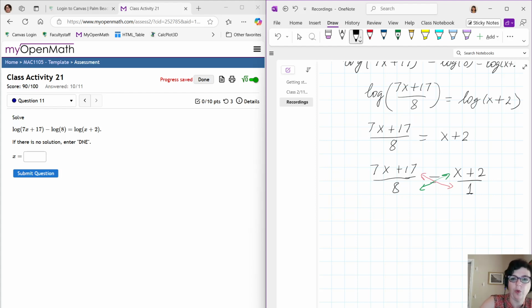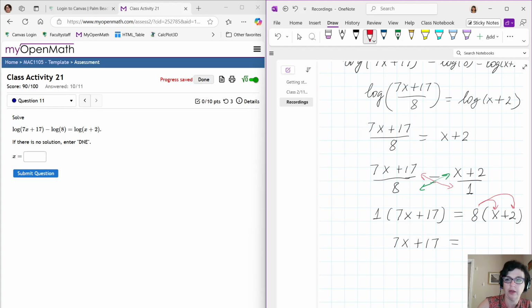Okay, so 1 will be multiplied by 7x plus 17. And that will be equal to 8 multiplied by parentheses x plus 2. Okay, so 1 times anything doesn't change it. So 7x plus 17 would be equal to, now let us start distributing that 8 to each term. So that will become 8x plus 8 times 2 is 16.